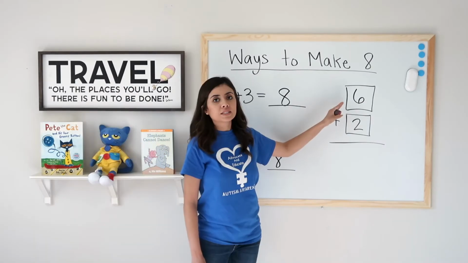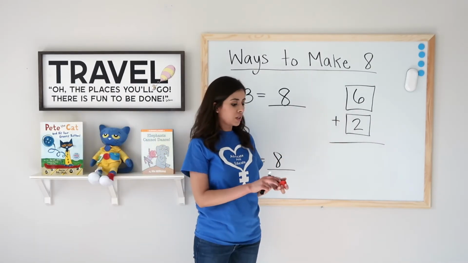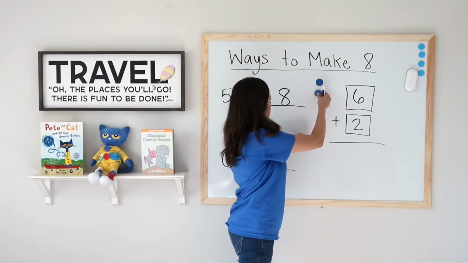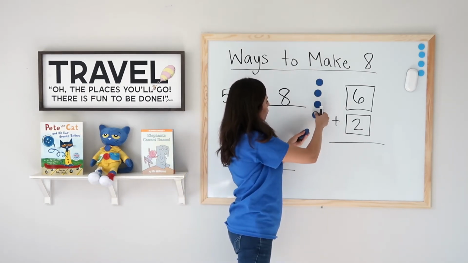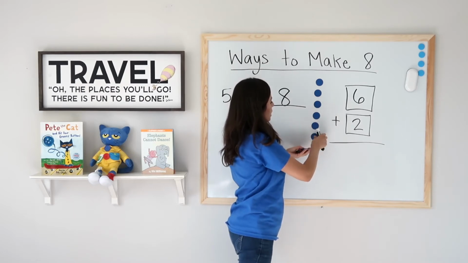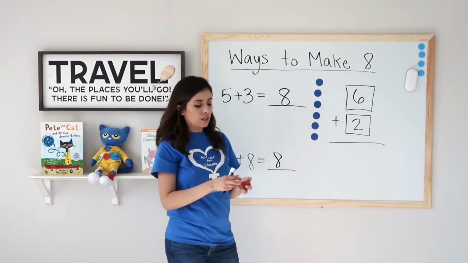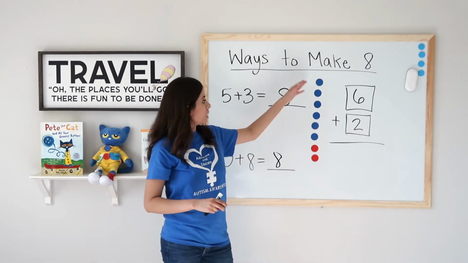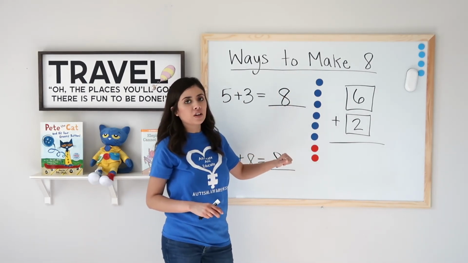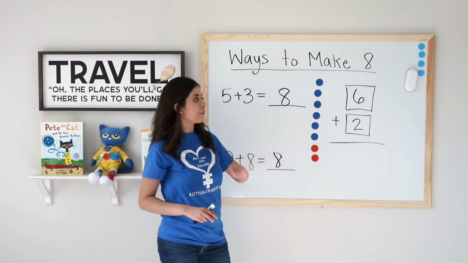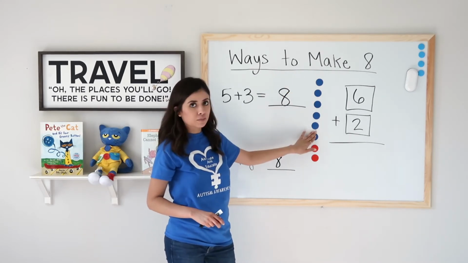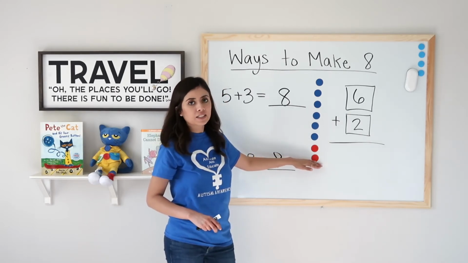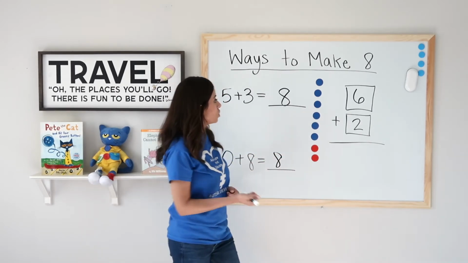All right? 6 plus 2. So I have 6 blue dots. 1, 2, 3, 4, 5, 6, plus 2 red dots. 1, 2. Let's add them all up to see how many I have in all. Remember, I can count up. I can say 6 blue dots, 7, 8. So I have 8 total.